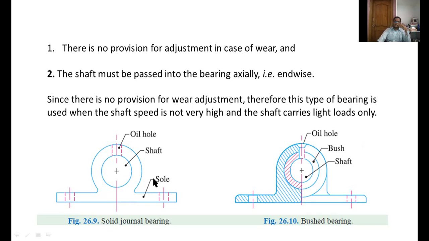Therefore this type of bearing is used when the shaft speed is not very high and the shaft carries light loads only. This type of solid bearing carries light loads only.